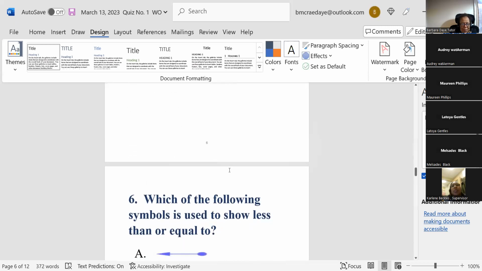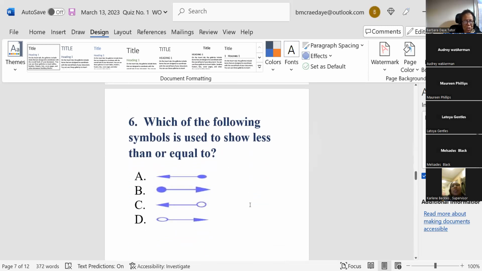Okay. Number 6. Which of the following symbols is used to show less than or equal to? For less than or equal to or greater than or equal to, the dot is shaded, right? So that means you can eliminate C and D, because C and D represent less than or greater than. But for it to be shaded, it's got to be less than or equal or greater than or equal. So for it to be less than, which way would the arrow have to go?